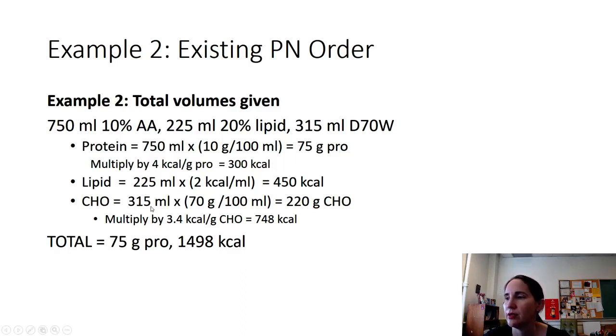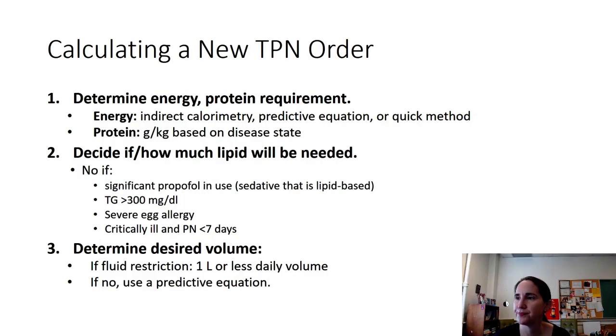And then for carb, we have the 315 given solution times 70% gives us 220 grams, and we multiply by 3.4 and get 748. If we add these three numbers, our 300, our 450, and our 748, we have come up with 1,498 calories and 75 grams of protein, and you could calculate the percent from each macronutrient if you wanted.